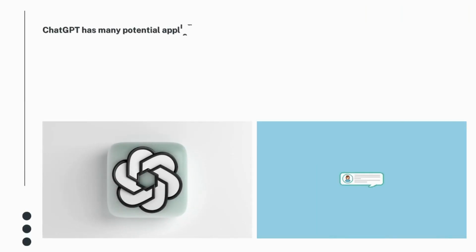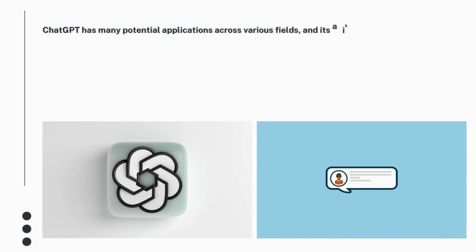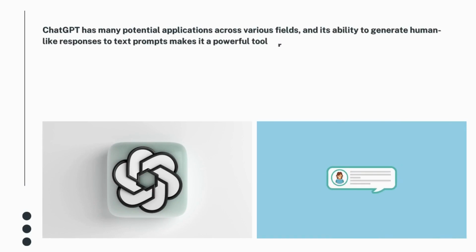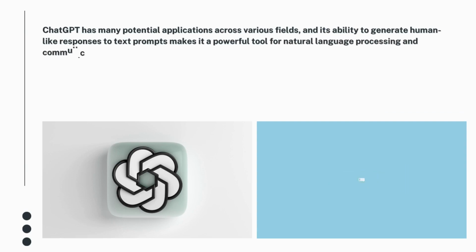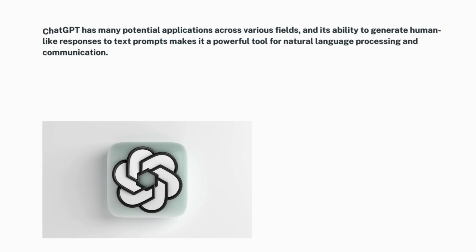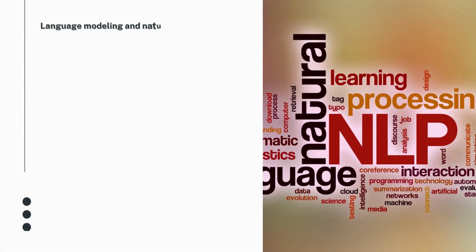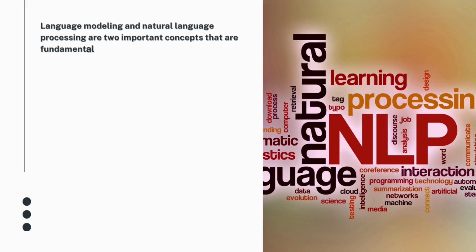ChatGPT has many potential applications across various fields, and its ability to generate human-like responses to text prompts makes it a powerful tool for natural language processing and communication. Language modeling and natural language processing are two important concepts that are fundamental to understanding ChatGPT's capabilities.